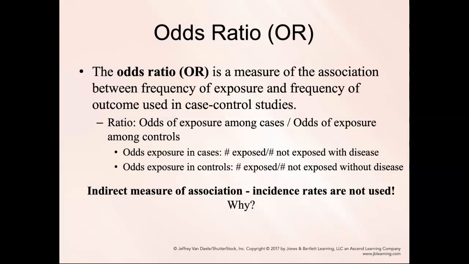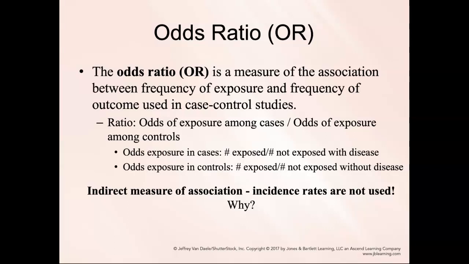When conducting a case control study, we use an odds ratio as the measure of association. This particular measure, the way it's calculated, is basically just a fraction. It's a fraction of the odds of exposure among cases compared to the odds of exposure among controls. This is what we call an indirect measure of association, meaning that we can't directly measure risk.